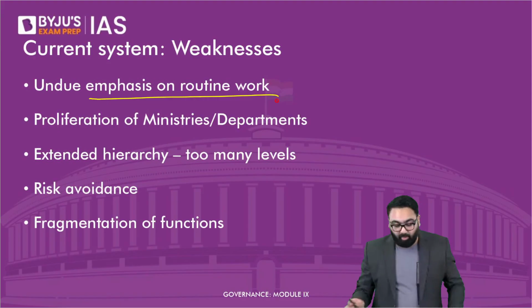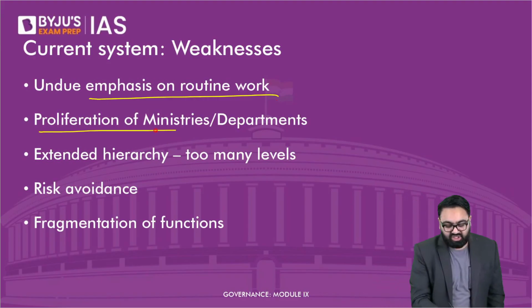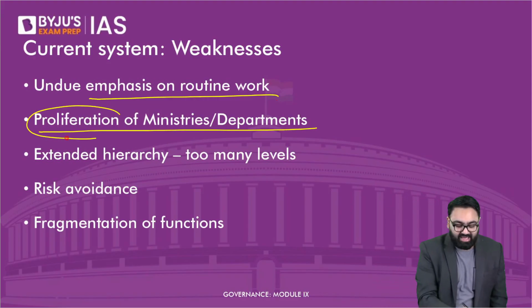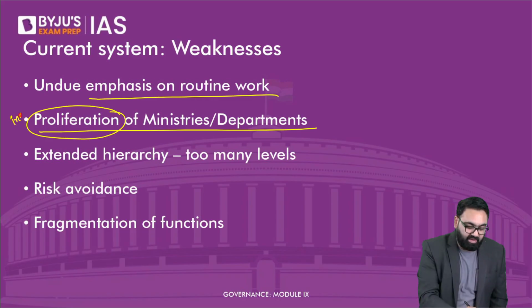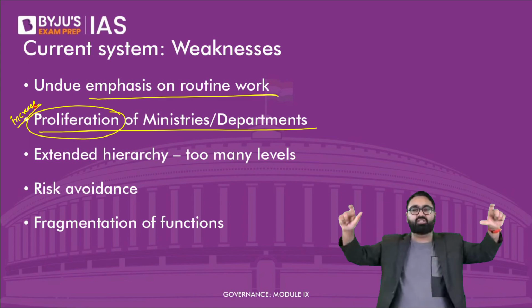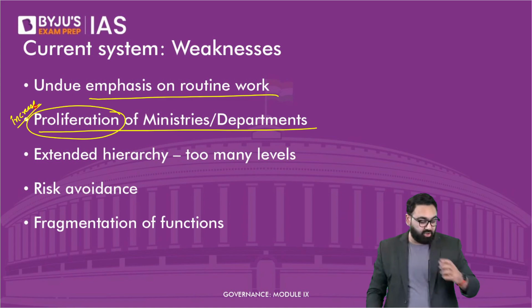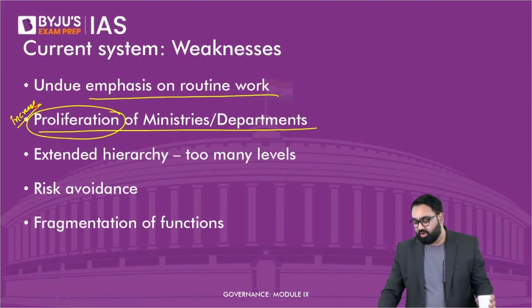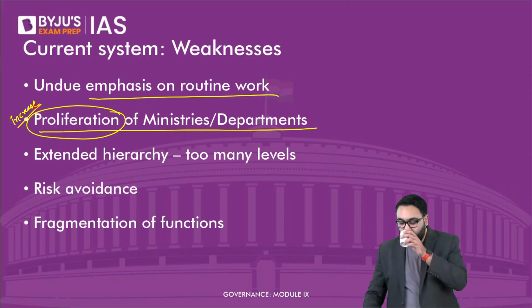Then the problem of proliferation of ministries and departments. Proliferation means increase in number. Tell me this, if you are an IAS officer, would you want more number of ministries or fewer ministries? What do you think? You're an IAS officer, what do you think? More ministries or fewer ministries?